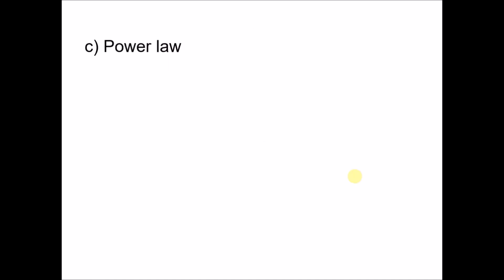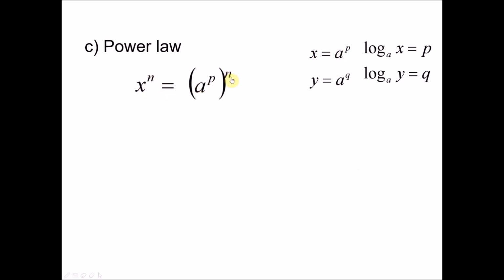We have a power law here. Again, we use this to help us to prove the power law. We have x to the power of n. So since x is here, we replace x with a to the power of p, with the n here. So using the law of indices, p multiplied by n, you get this. And when you move a to the left hand side, you get log base a of x to the power of n, and then you have p times n. So remember p here is this p here.